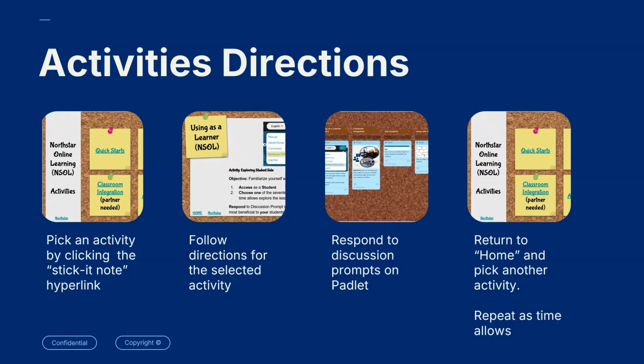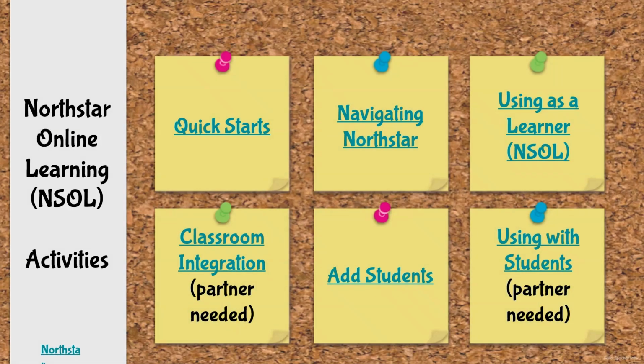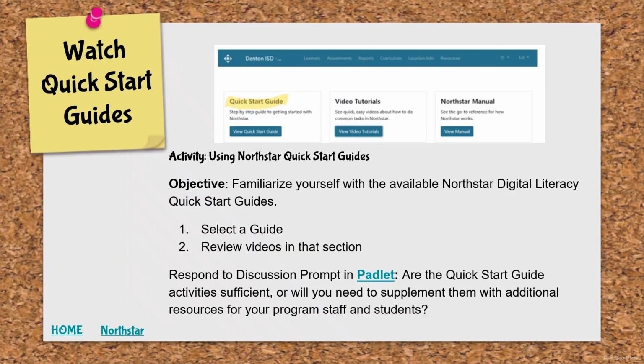Directions on the activities. So pick an activity by clicking on the sticky note. It's a hyperlink, and follow the directions on that selected activity. Respond to the discussion prompt inside of the Padlet, and then return back to the quote home and pick another activity and keep repeating as your time allows. This is slide 22. If you are asynchronous, please pause now. Make sure you pull up the actual slide, not the video. The video doesn't have a hyperlink. Pull up the slides and you can click on each of these to work on the resource. And there is a hyperlink to Padlet inside of each of these. You'll be able to access Padlet that way.